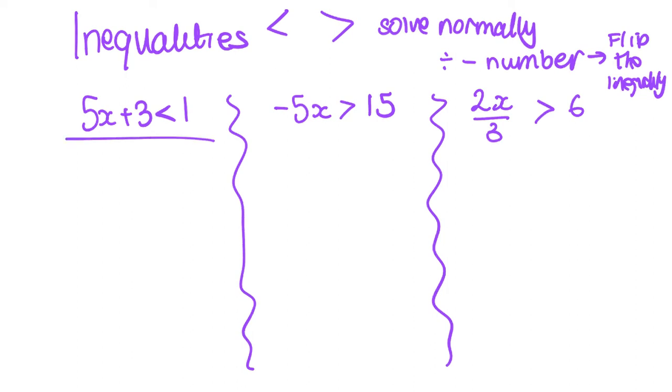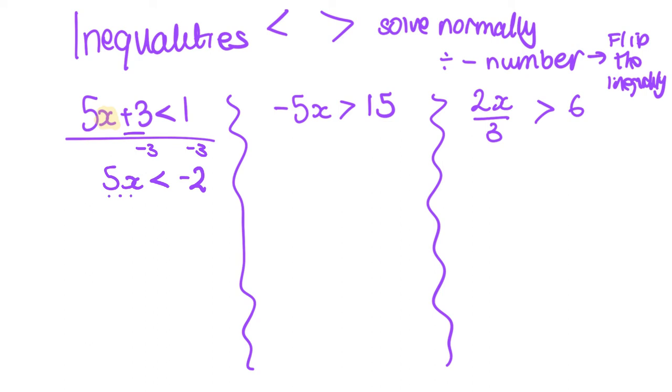Boom. Same thing. Highlight your celebrity. And we're going to clear everything else to the other side. So we're going to start by clearing the plus 3. Opposite of plus 3, minus 3, and you do it on both sides. So you've got 5x is less than 1 minus 3. We're going into negatives. Scary. Don't be scared. It's okay.